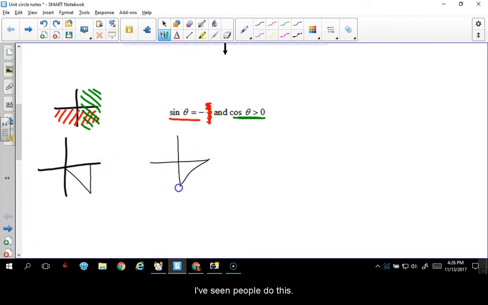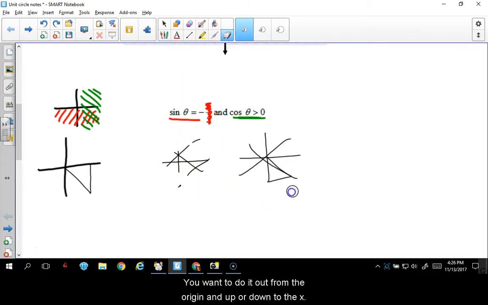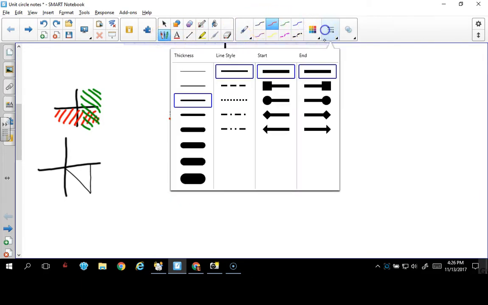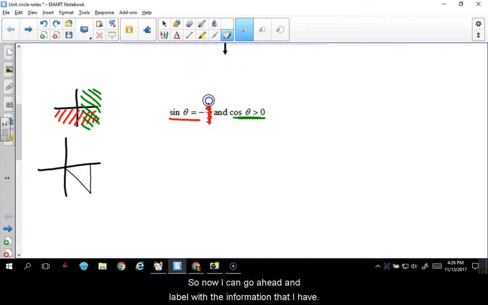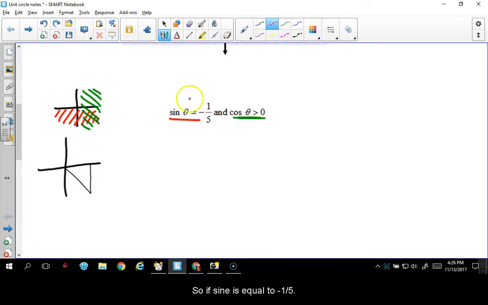I've seen people do this, and I've seen people do this. Both of these are wrong. Do not do that. You want to do it out from the origin and up or down to the x. Okay? So now I can go ahead and label with the information that I have. So if sine is equal to -1/5, here's my theta.